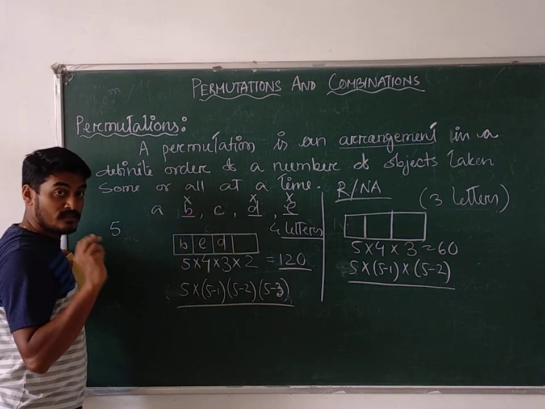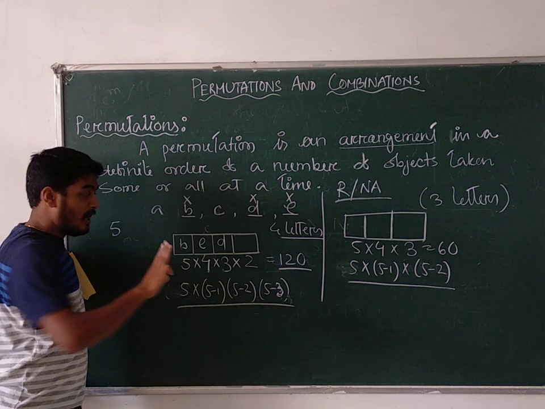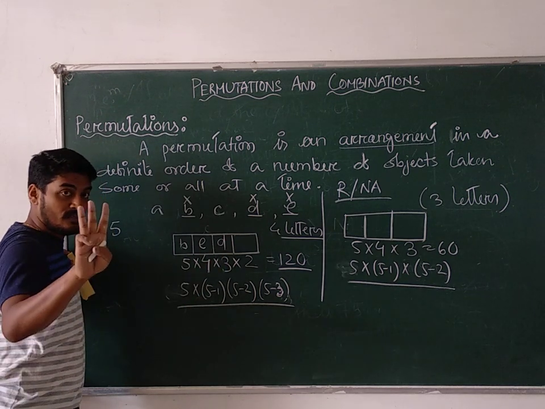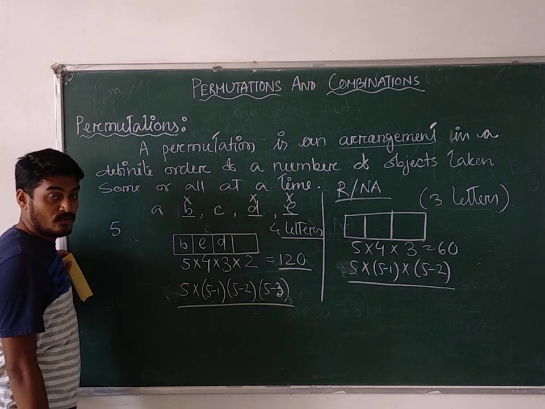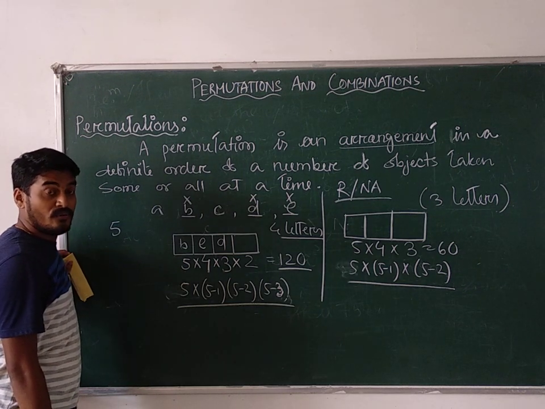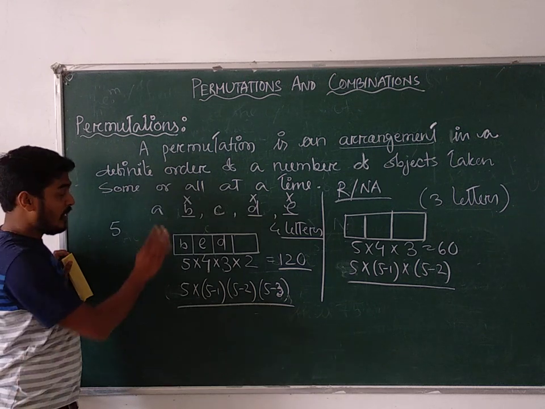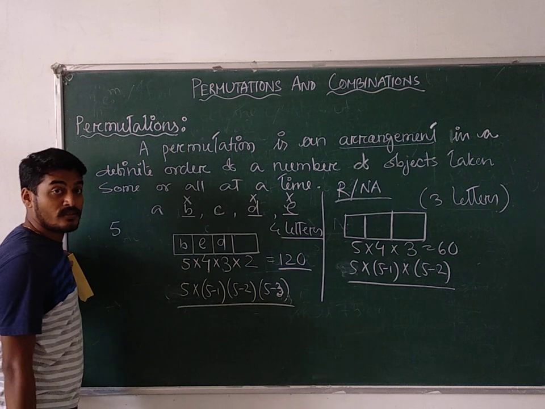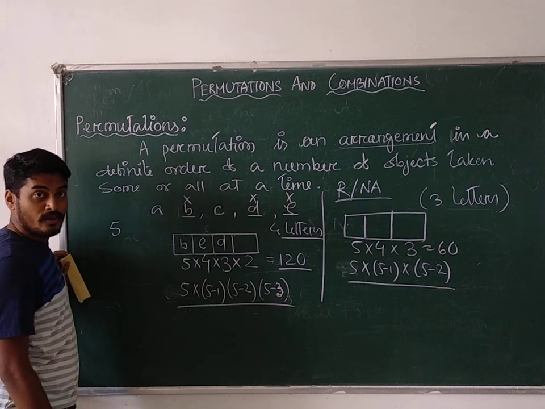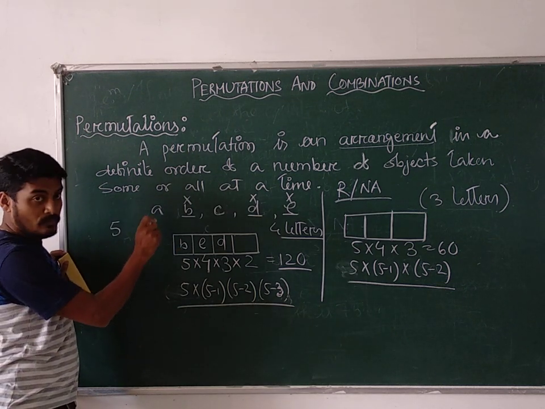If you have considered 3 objects, how many places are there? 4 places. If you consider 3 objects, then you have to repeat one object. Otherwise, you cannot form a 4 letters word. So, out of 5 objects, how many objects you have to use one at a time? 4 objects you have to consider to have a 4 letters word. And this is the case of permutation as it is.